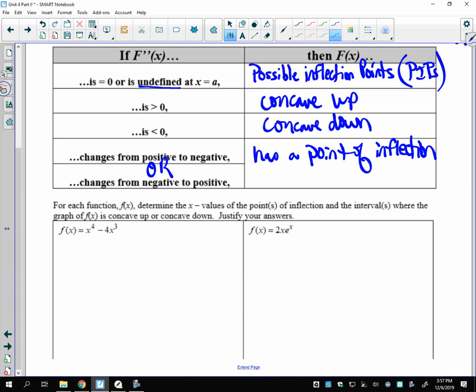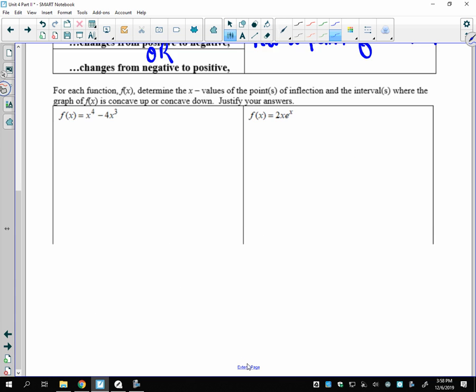So for each of these, I want you to determine the points of inflection. So see if you can take f prime of x and f double prime of x and set it equal to 0. This is a product rule here. So let's see where we can get on that. And then we'll start here in class.